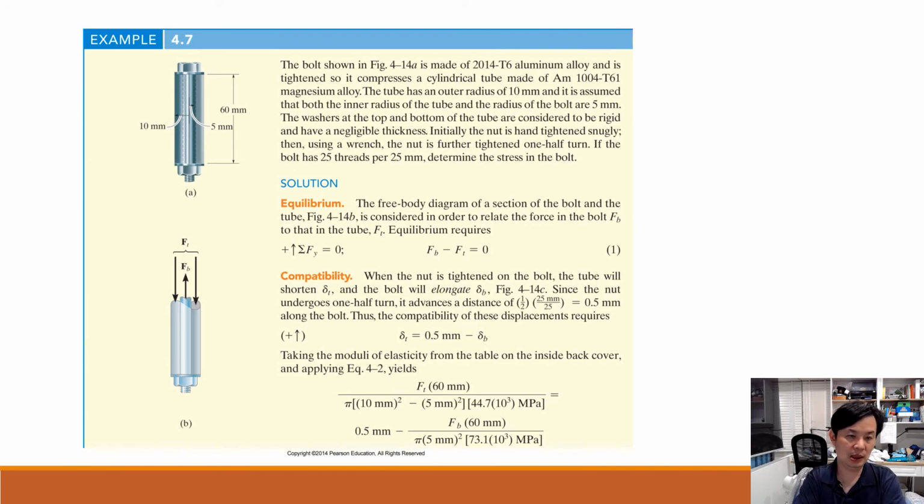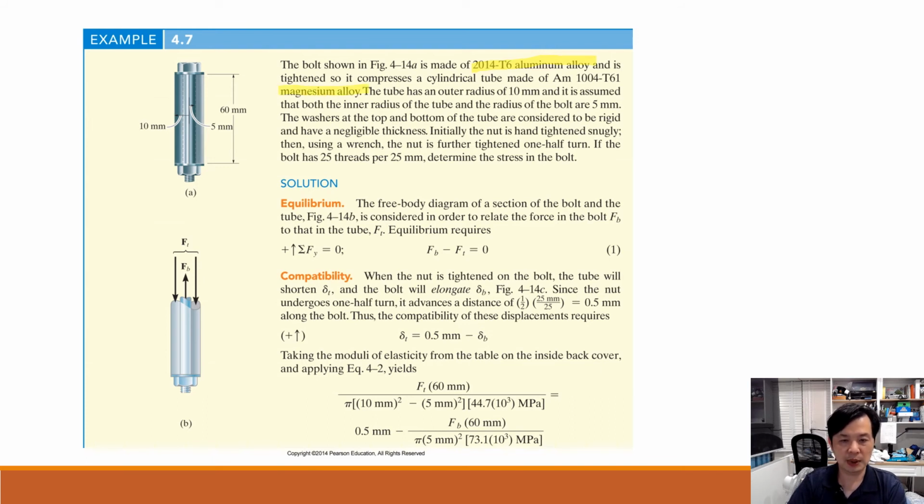Here's the other example. We call it 4.7. This example is much more complex than the previous similar cases. In this case, we see that there's a bolt in the middle, made of aluminum alloy, and it is tightened as it compresses a cylinder tube made of magnesium alloy. So here we have two materials, aluminum and magnesium, okay?